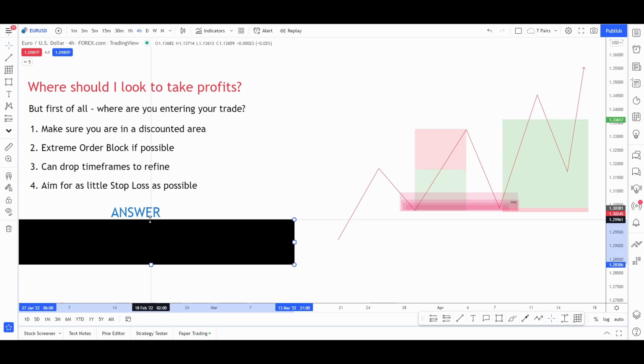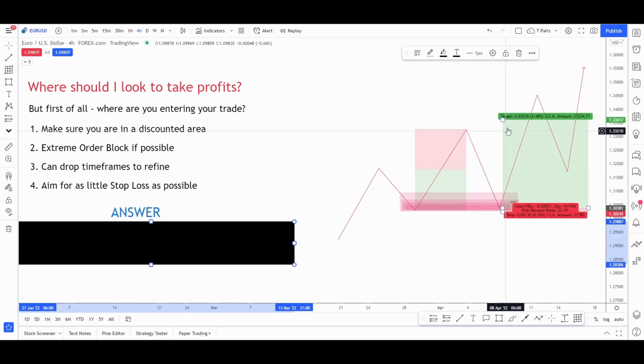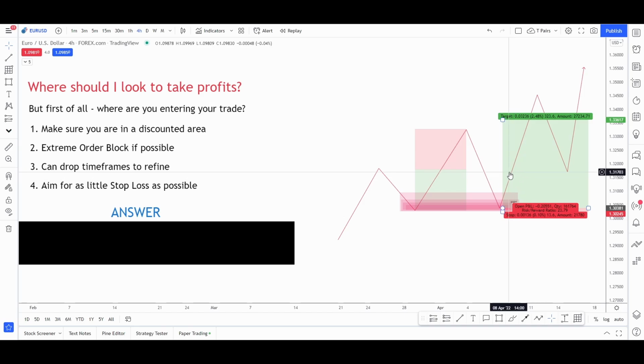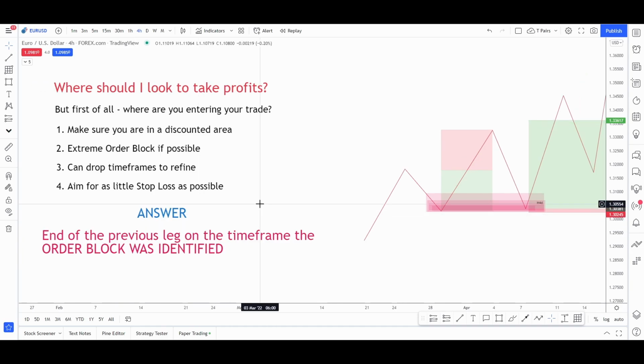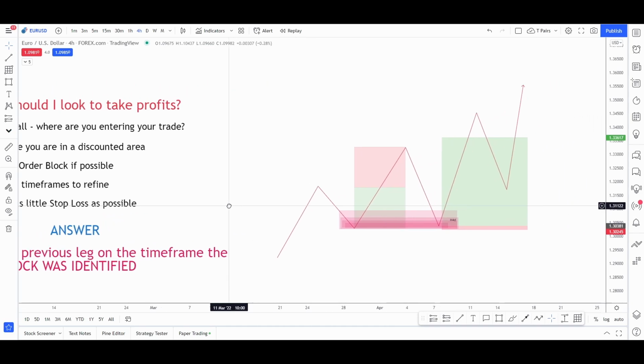And then, the answer for where we're going to be placing our targets. So we've got our entry sorted out, but where are we going to be targeting? Okay, it's really, really simple. It's the end of the previous leg on the time frame the order block was identified. So let's just say, for argument's sake, that this was the H4. Okay, this was an H4 leg.